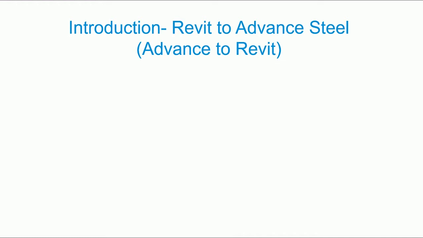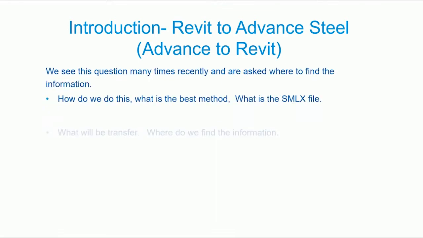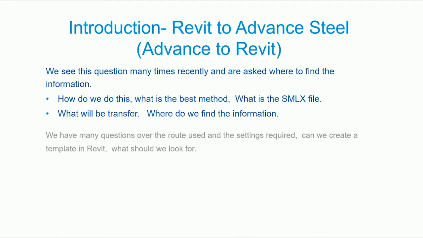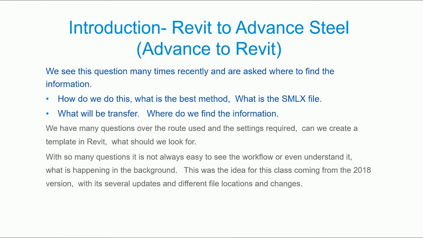So, a little bit about where this class came from. We're trying to look at how and why. We get asked a lot on support: what is the best method? What about the XML file? What is an SMLX file? How do we get stuff from A to B? Do we have to do anything? Oh, it hasn't come in. Can you advise us on how to change it?